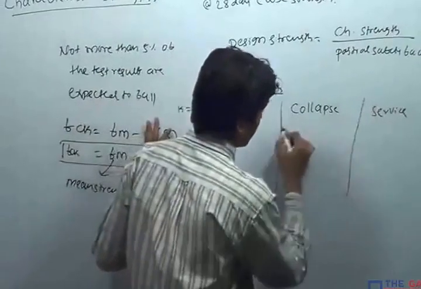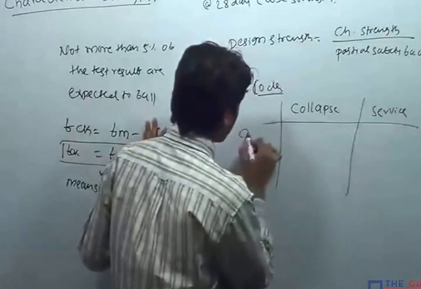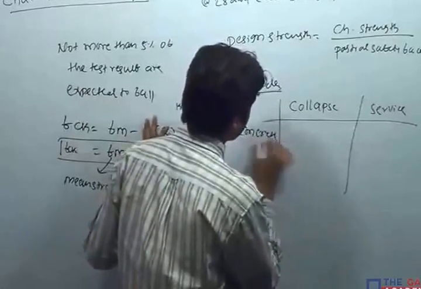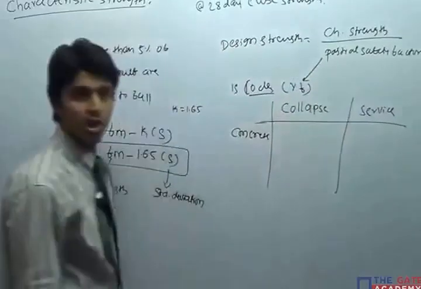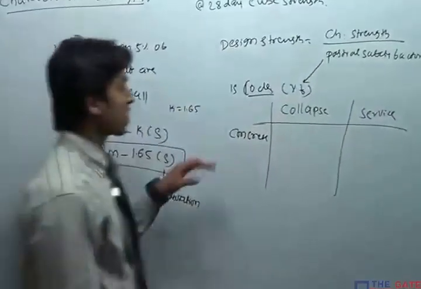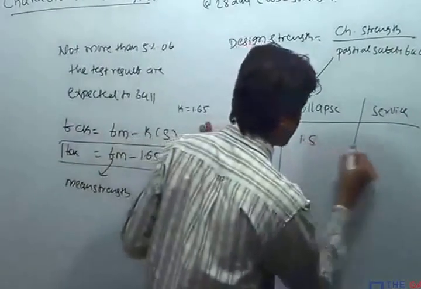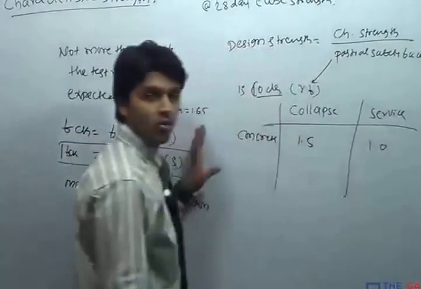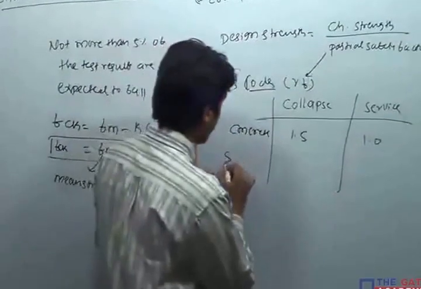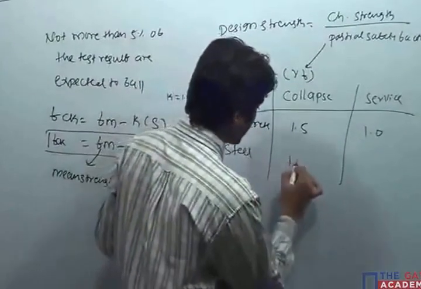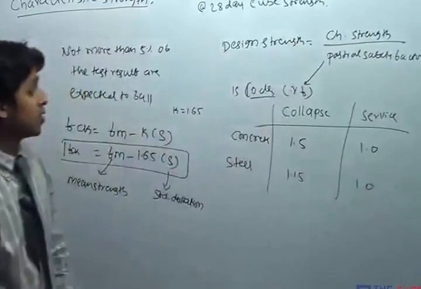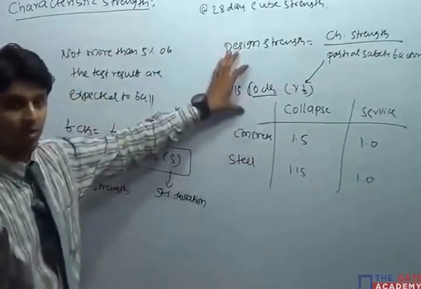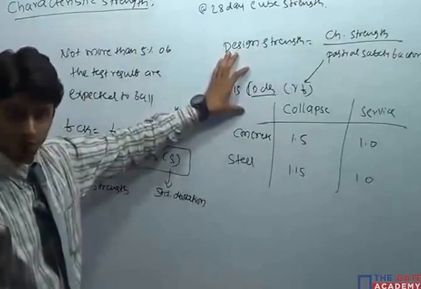So for this, I am giving the partial safety factor values according to the code. For concrete it is given as 1.5. Here it is 1. Whereas for steel it is 1.15. Here it is 1. So these are the partial safety factor values which are mentioned in the code.